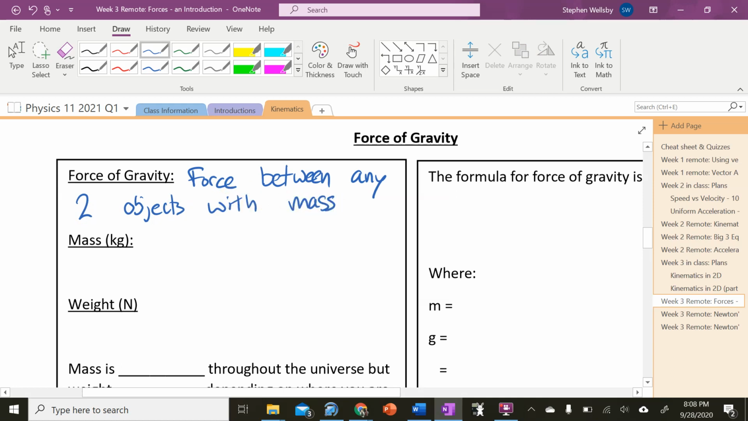Mass is measured in kilograms, and one way of defining that would be essentially the amount of matter. So that is our mass. Our weight, which is measured in newtons, is just another word for force of gravity.